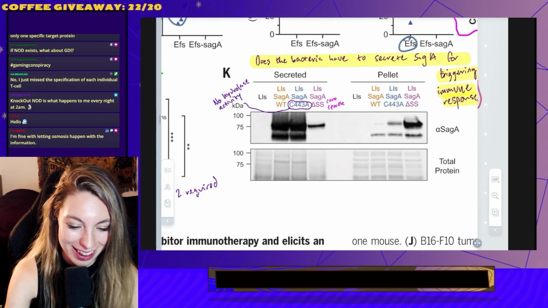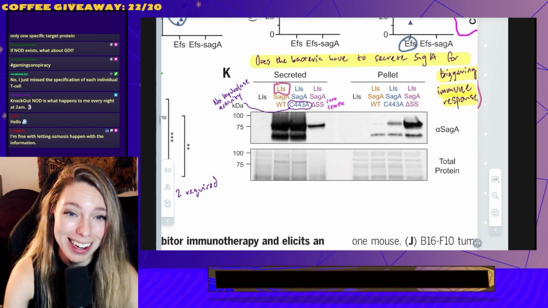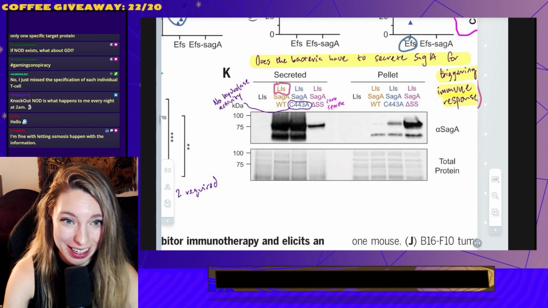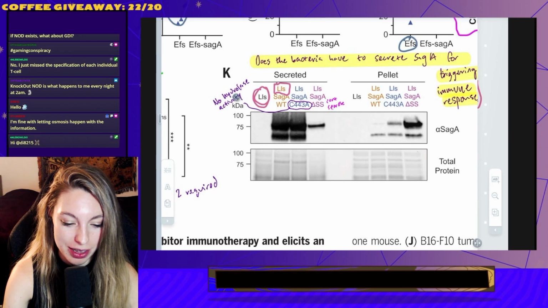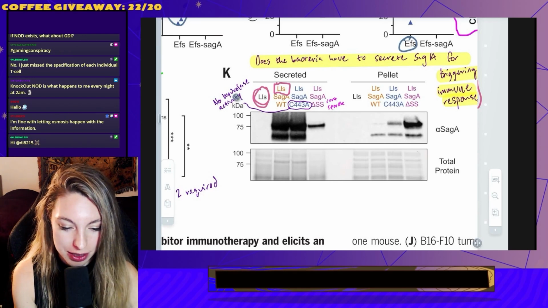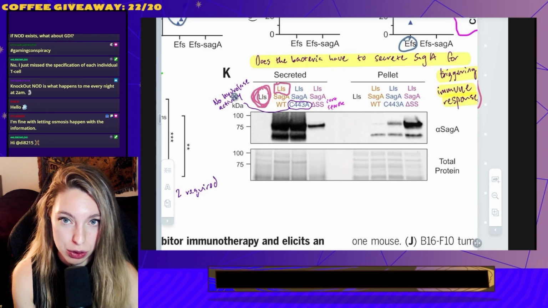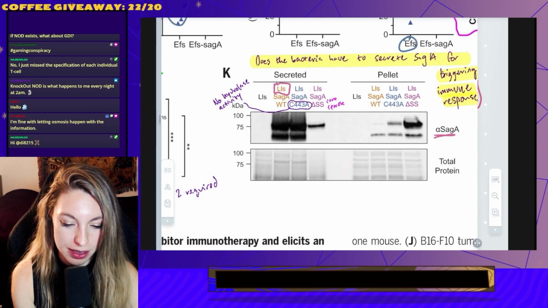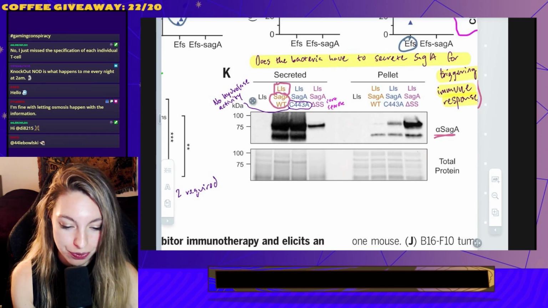So the LL right here, this is actually a lactobacillus strain. This is a bacteria that normally doesn't make SagA, because you can see that if you just take this lactobacillus by itself and you look for secreted protein, it does not make SagA. There's no SagA here, right? So then they engineer this lactobacillus with the normal SagA, right? The one that should be functional.